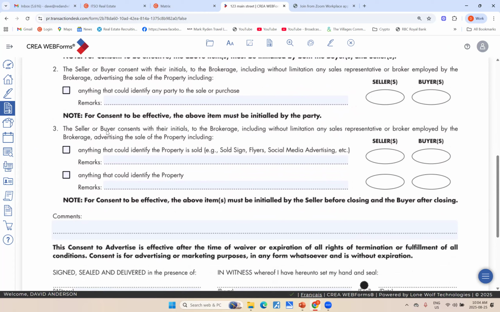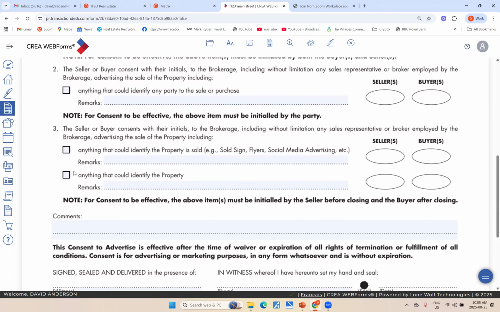Part three, the seller or buyer consents with their initials to the brokerage, including without limitation any sales representative or broker employed by the brokerage advertising the sale of the property, including anything that could identify the property as sold. Example, a sold sign, flyers, social media, etc. So if you're advertising this property on social media and you've got a picture of it, and you can identify that house and you say, okay, this house sold for $500,000, without consent, you're going against TRESA and you could be fined.